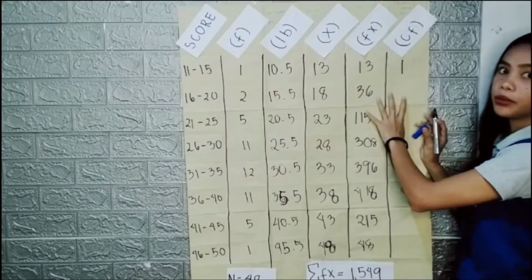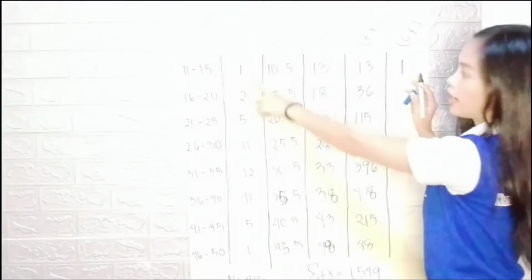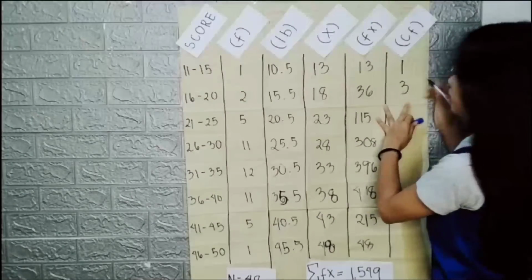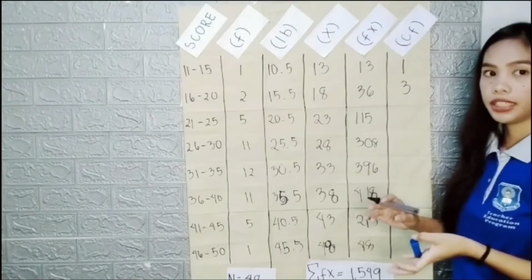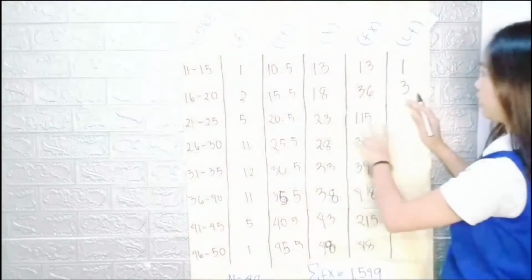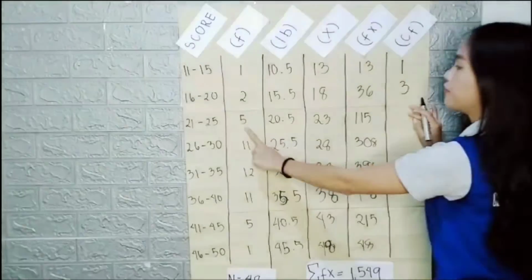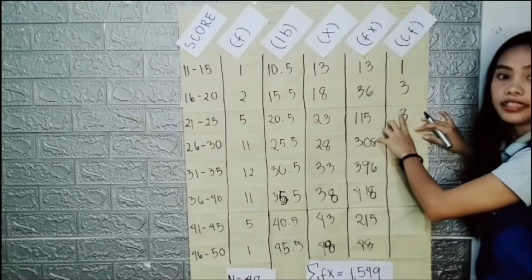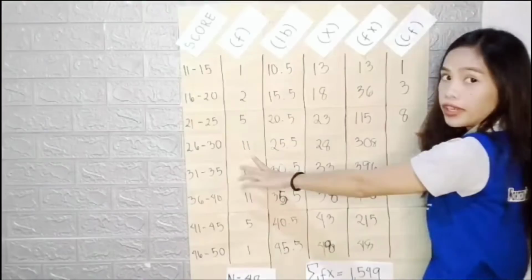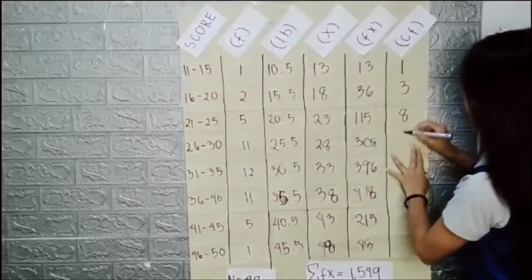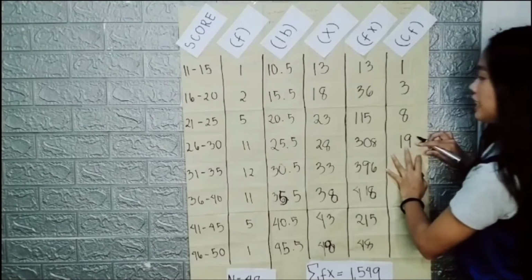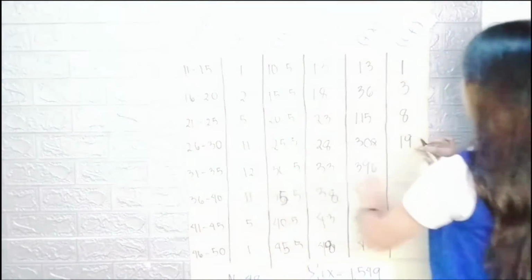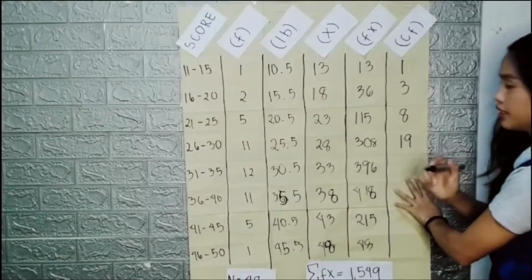And the next number will be 1 plus 2 is equal to 3. So that is how we get our cumulative frequency. Next is 3 plus 5 is equal to 8. And 8 plus 11 is equal to 19. And 19 plus 12 is equal to 31, sorry.